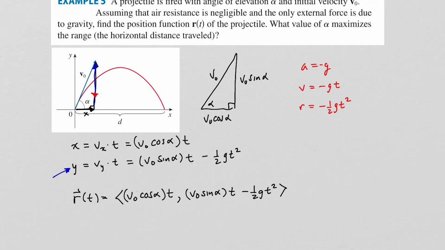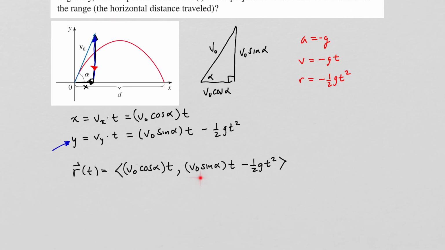Now, how do we find the horizontal distance traveled? Well, what we need to do is first figure out, when does it hit the ground? Well, it hits the ground when y is equal to 0, right? So as it moves along this path, we have an x coordinate and a y coordinate. When that y coordinate is 0 is when it hits the ground. So I'm going to set my y coordinate here equal to 0. So v0 sine of alpha times t minus 1/2 gt squared is equal to 0. I can factor out a t, and I get t times (v0 sine of alpha minus 1/2 gt) equals 0.